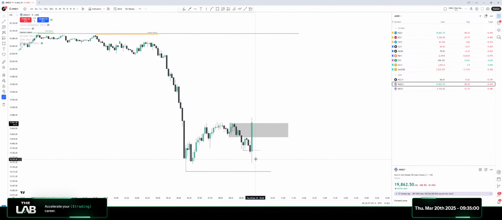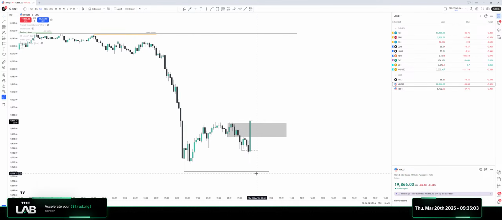But again, the thing that we didn't sweep that low bothers me a bit, because this could also be a raid, like liquidity on these highs over here, and then move back lower again.